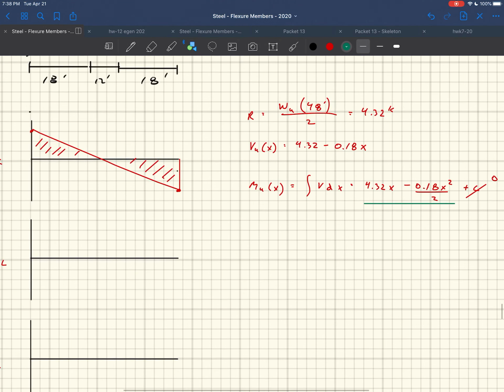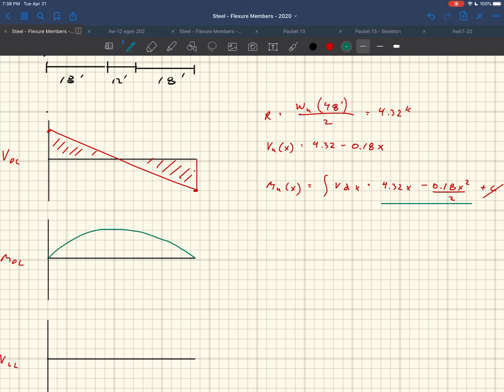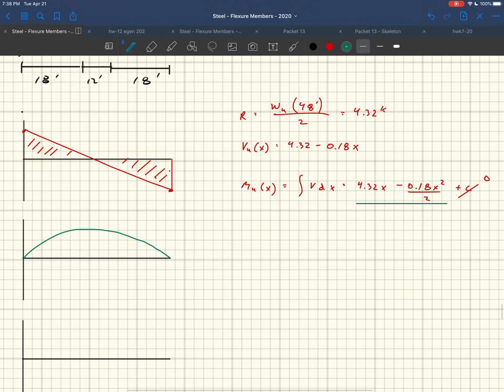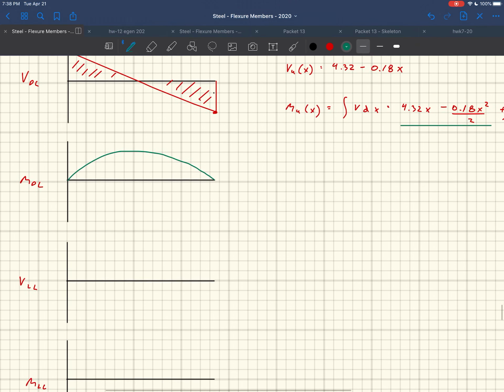Okay, and so what that will look like, again, is the moment is going to go up, pretty good. That moment starts at zero at the ends. So I guess that's what our moment equation is, and we know what that is.